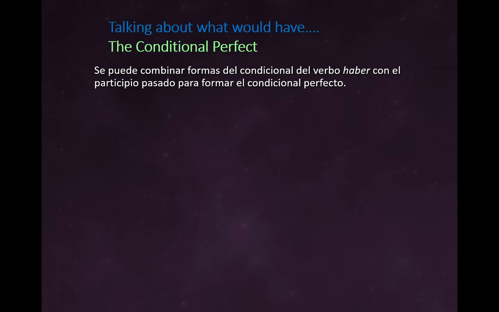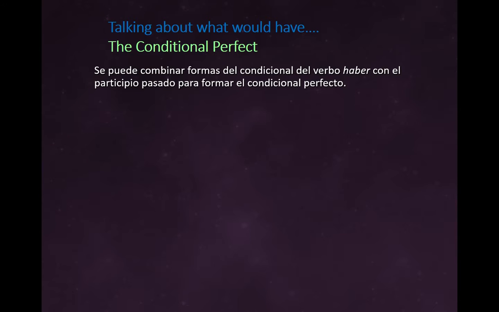We've already learned present perfect, like I have worked. We learned pluperfect by saying I had worked. And we also learned future perfect, which would be I will have worked. Well, ahora tenemos el condicional perfecto. Se puede combinar formas del condicional del verbo haber con el participio pasado para formar el condicional perfecto.